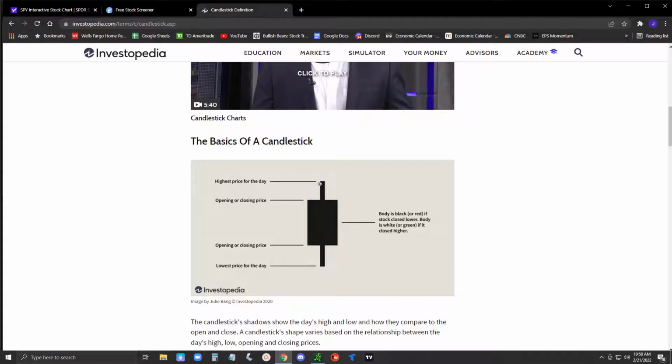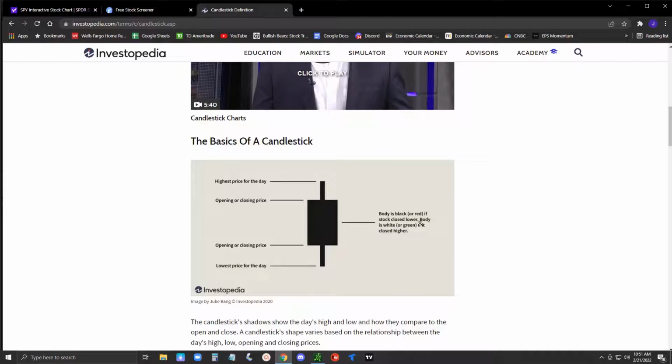You have a body and you have a wick. It can be an upper wick, a lower wick, or both. And the candles will be a color. Black and white are used on some charts, red and green on others, or you can change them to whatever colors you happen to like if you really want to play around with it, depending on the platform you're using, of course.